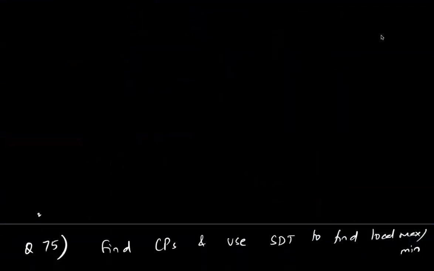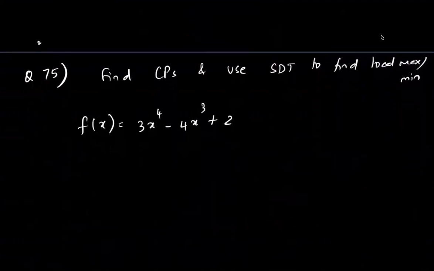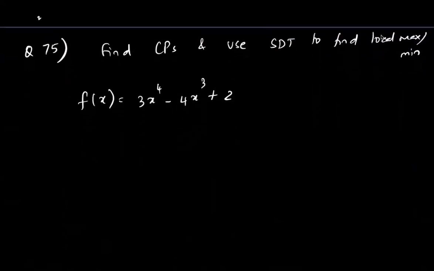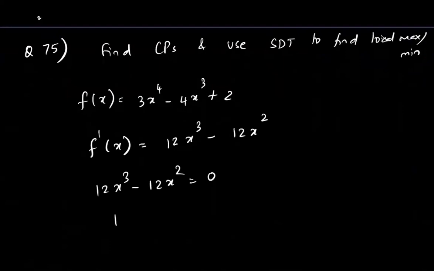Now moving on to the last problem here. Find the critical points and use the second derivative test to find the local maximum and minimum. So this is how you do this problem. You first find f prime, and you have 12x cubed minus 12x squared. Now set it equal to 0 to find the critical points. Then I have two critical points, right? At x equals 0 and 1. So these are the two critical points from the first derivative test.